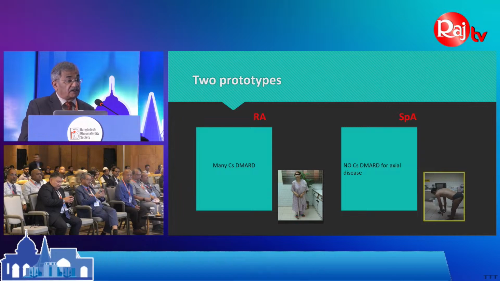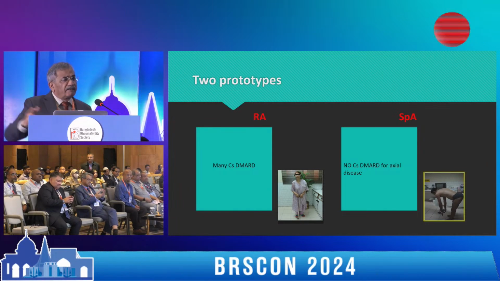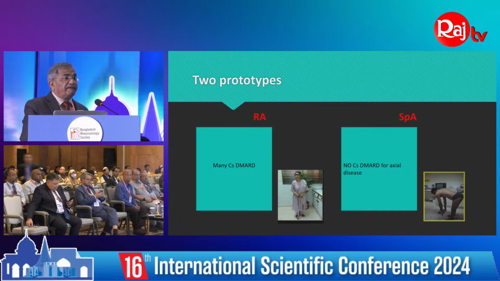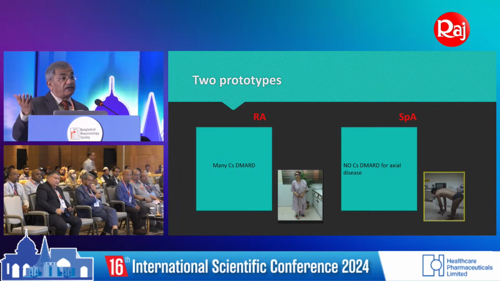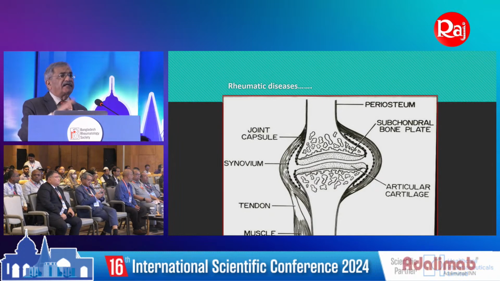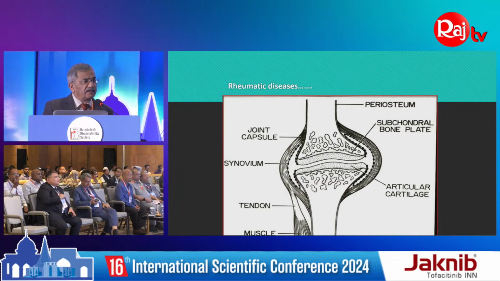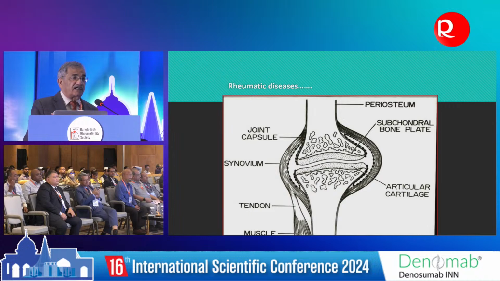the setting of spondyloarthropathy. So rheumatoid arthritis has so many drugs. But for ankylosing spondylitis or spondyloarthropathy, do we have conventional synthetic drugs or only biologics? So let's go ahead. As I said, there are two different diseases. Rheumatoid is a synovial disease. Synovial disease responds to the conventional drugs.